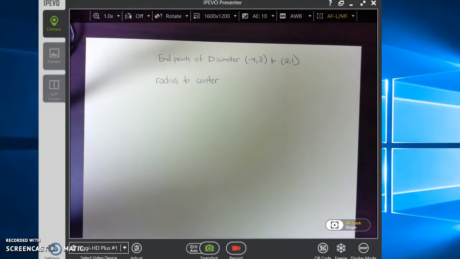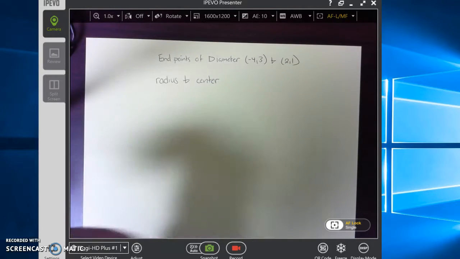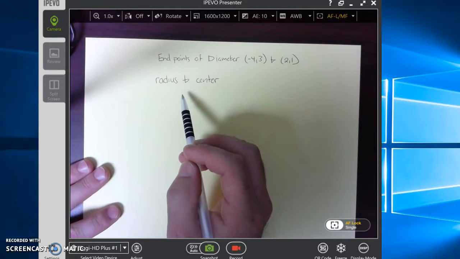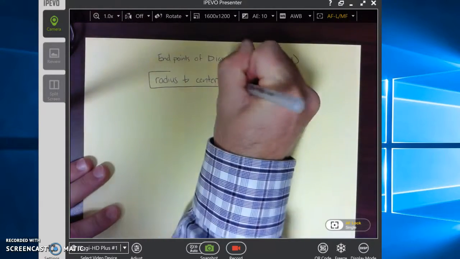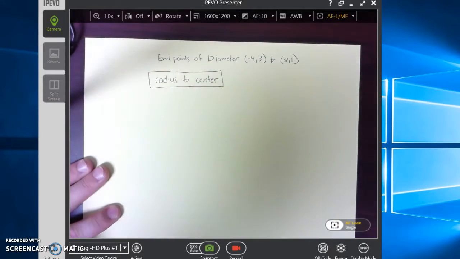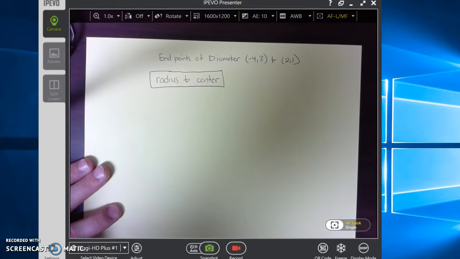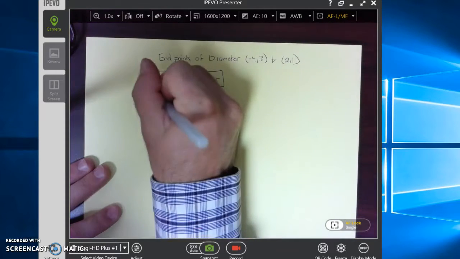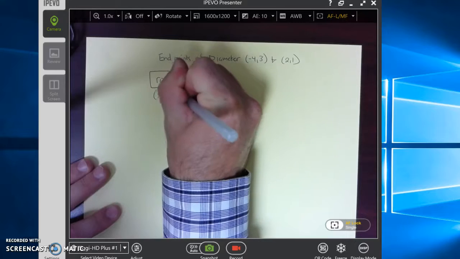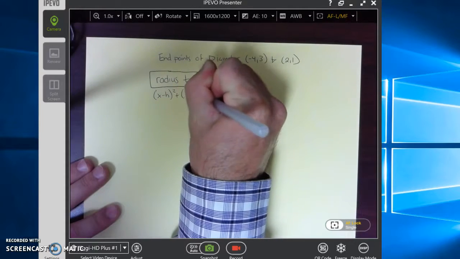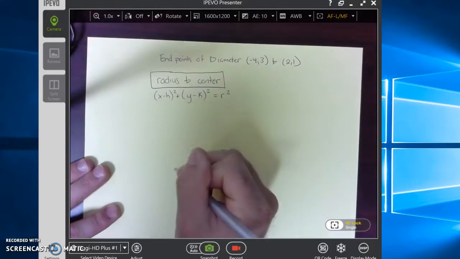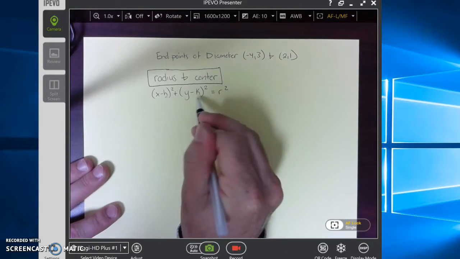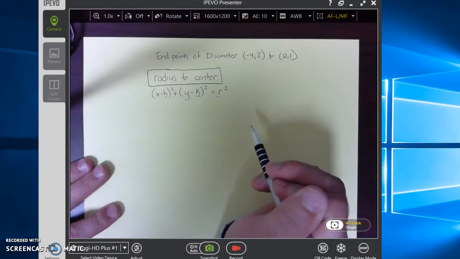Hey, we're looking at problem number 16 in homework, chapter 1, section 1. What it's asking us to do is come up with the equation of a circle. To come up with the equation of a circle, I need to know what the radius and the center are. So if I don't know what the radius and center is, I can't come up with my equation of a circle. So the equation of a circle is (x minus h) squared plus (y minus k) squared equals r squared, where h and k are my center and r is my radius.